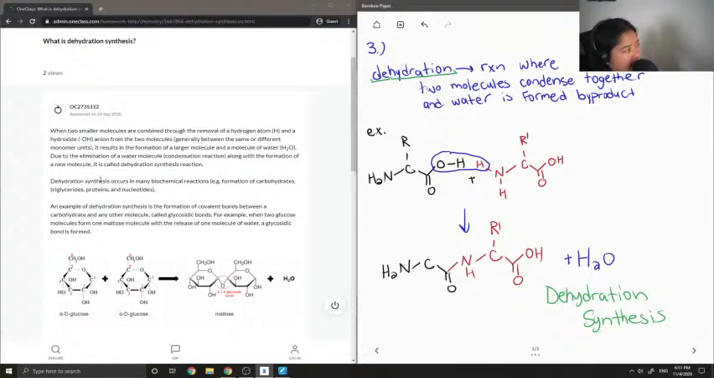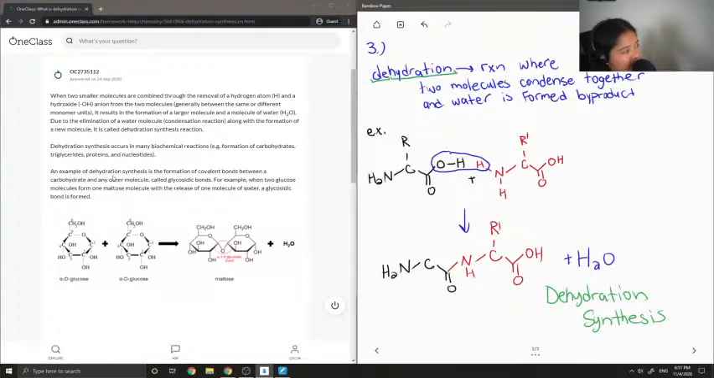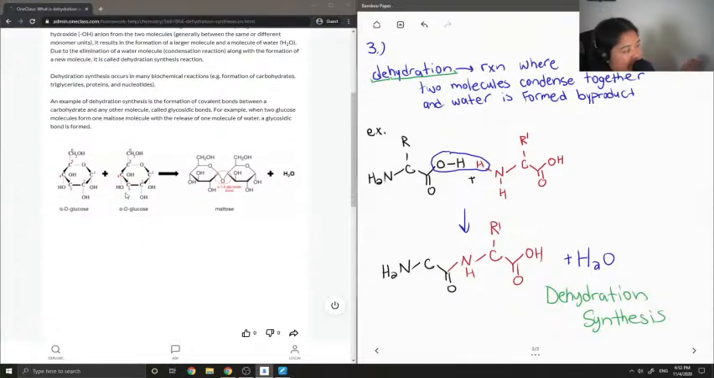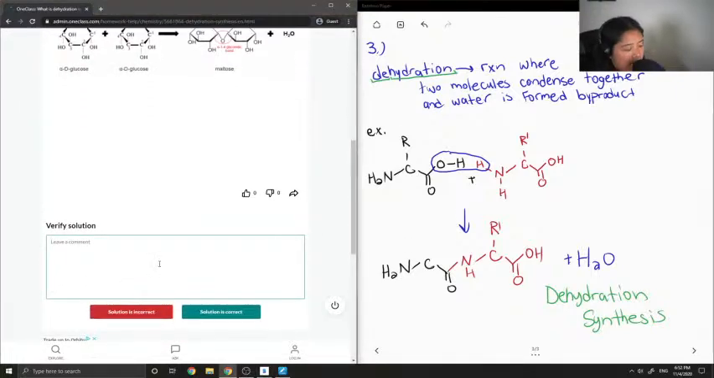So the dehydration synthesis occurs in many biochemical reactions, such as the formation of carbohydrates, triglycerides, proteins, and nucleotides. An example of dehydration synthesis is the formation of covalent bonds between a carbohydrate and any other molecule called glycosidic bonds. For example, when two glucose molecules form one maltose molecule with the release of one molecule of water, a glycosidic bond is formed. This is well explained, and the solution is correct.